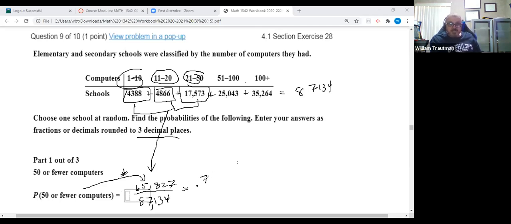I get 0.7554. If it says round to 3 decimal places, I take it to 4 decimal places. 4 or less, you don't change the number. If that 4 was a 7, then it'd be 0.756. You'd add 1 to your last decimal place. But since it's a 4 or less, you don't change anything. And the answer to this would be 0.755.